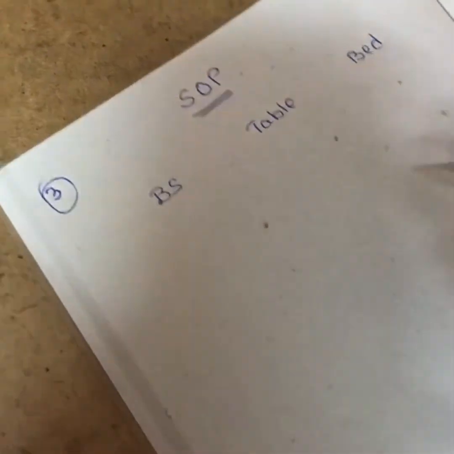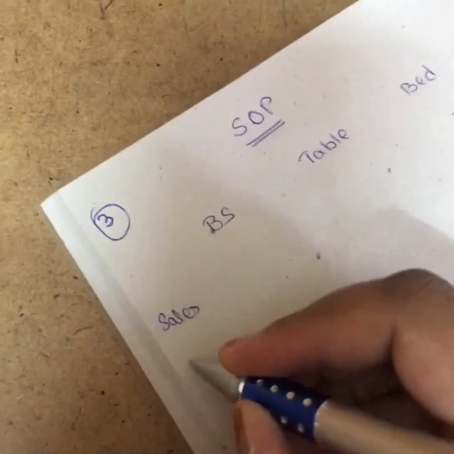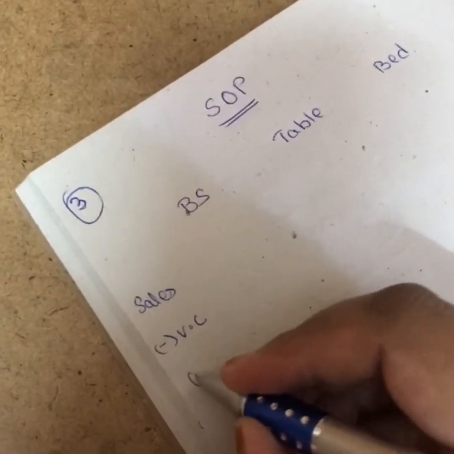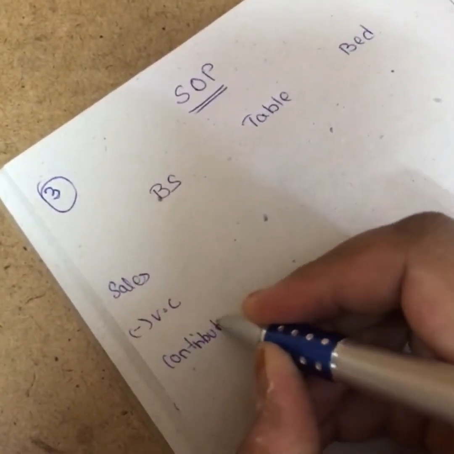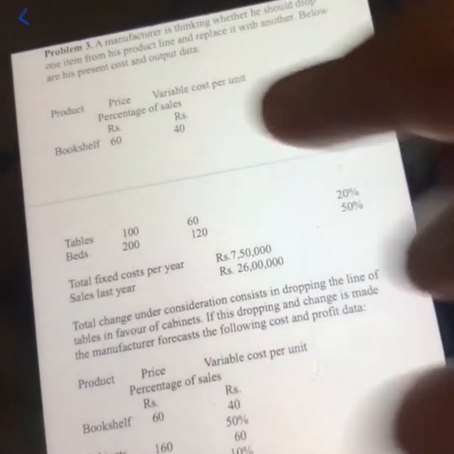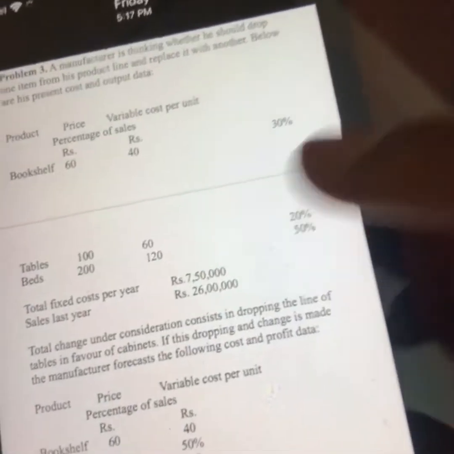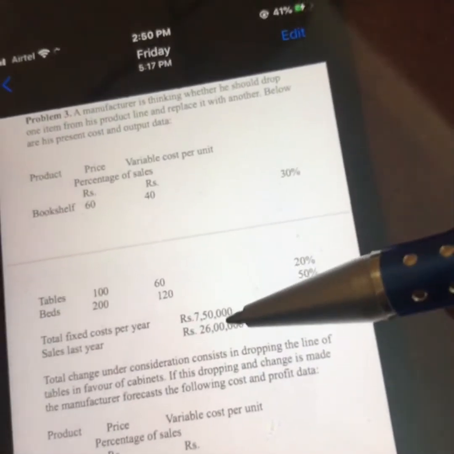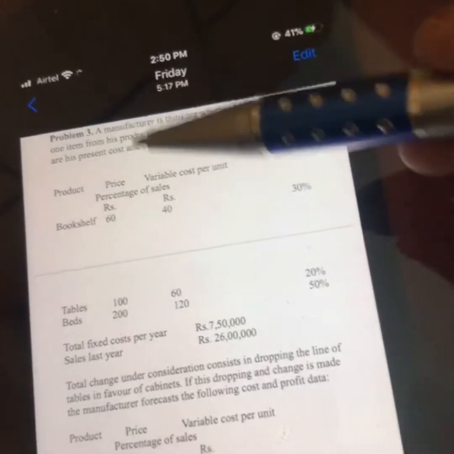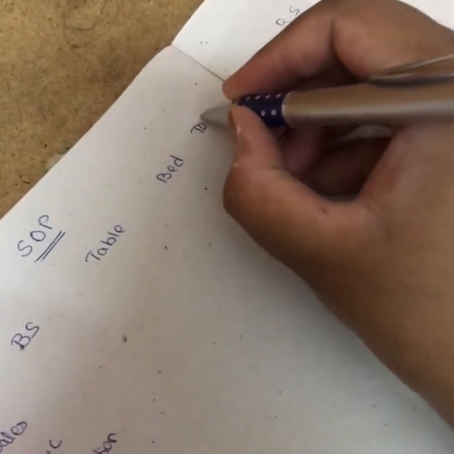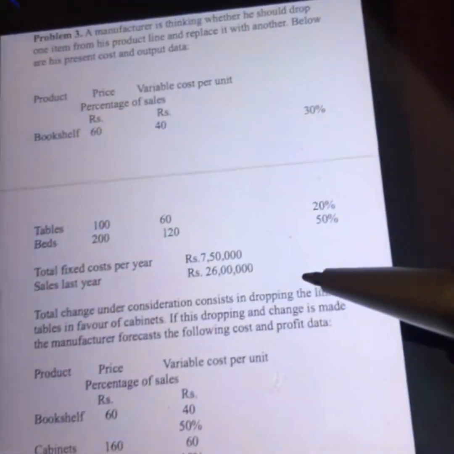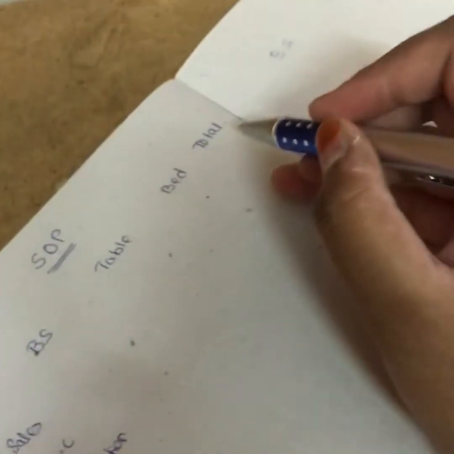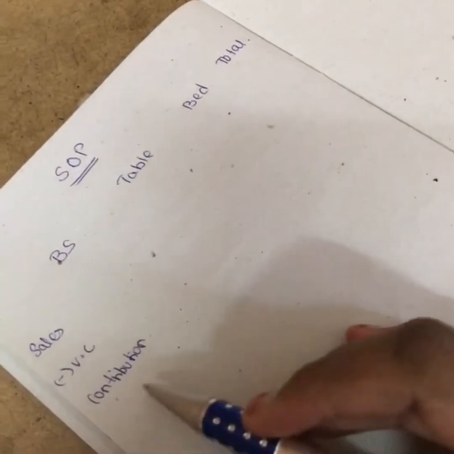Obviously we know statement of profit is nothing but sales minus variable cost will give me contribution. And we know that in the question, total fixed cost they have given us 7,50,000. They did not give separately for bookshelf, tables and beds, but they have given the total as 7,50,000. Now we can't distribute this 7,50,000 among bookshelf, table and beds. So instead I will write a total here. Otherwise, after contribution we can directly minus the fixed cost.